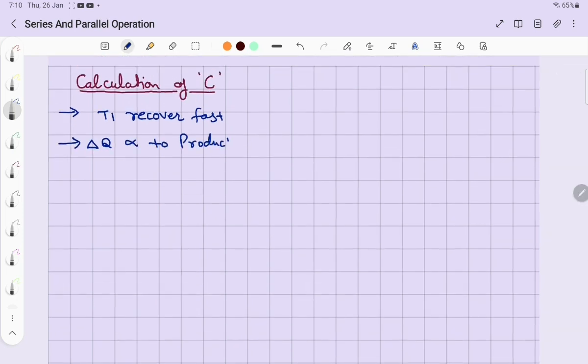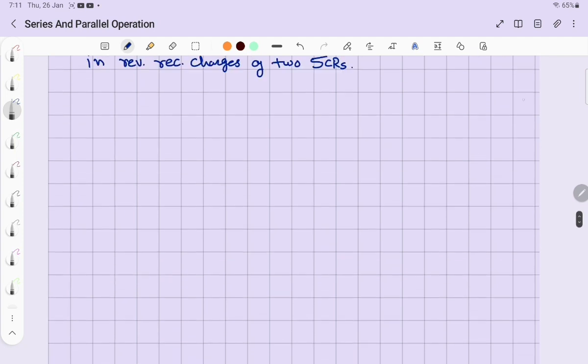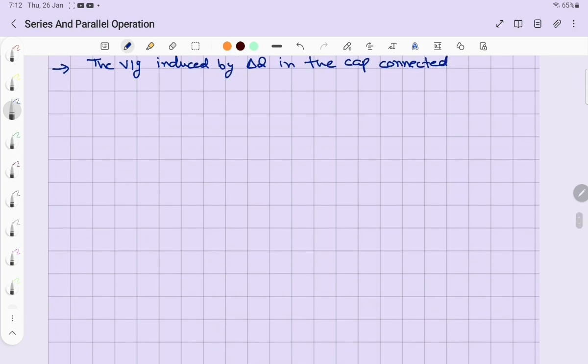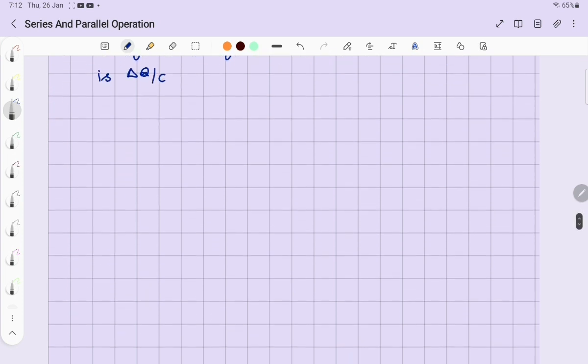Okay, so in the previous lecture we have seen the static and dynamic equalization circuits for equalizing the voltage in series connection of SCRs. Clear? Now I will repeat the calculation of C.